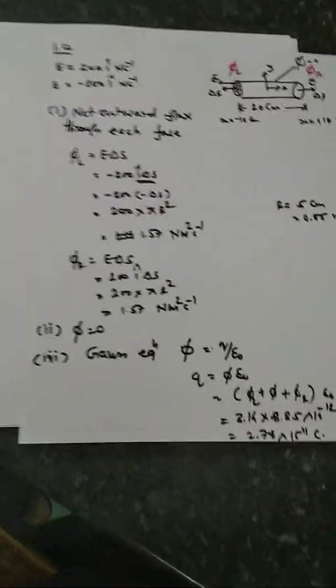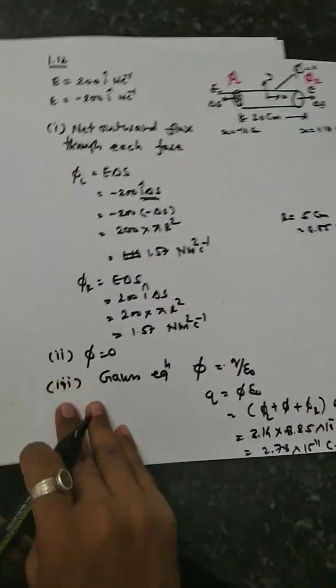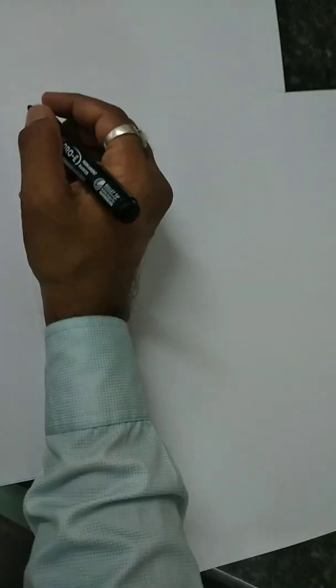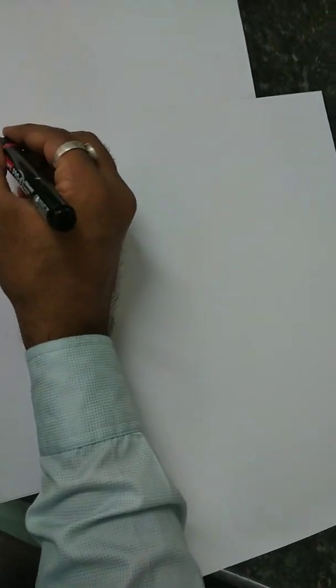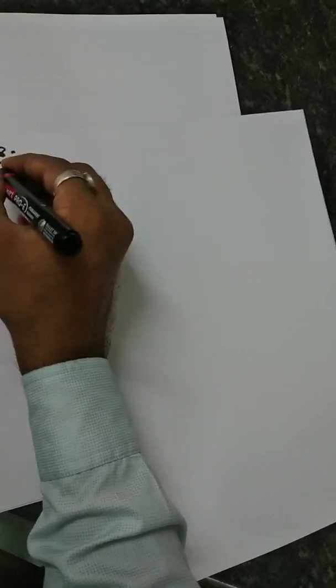I hope it's clear. Now we will see one more example for the first chapter, and then we'll end this chapter, and from tomorrow onwards we will start your next chapter, chapter number 2. So now I am taking this example 1.8 from your exercise.